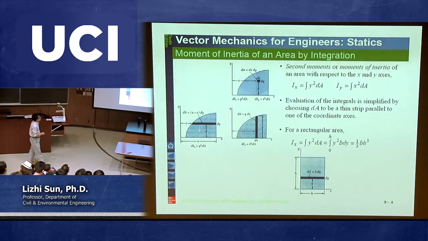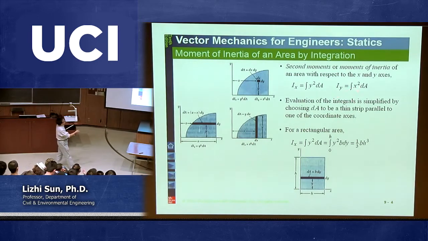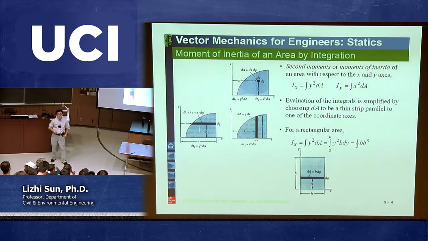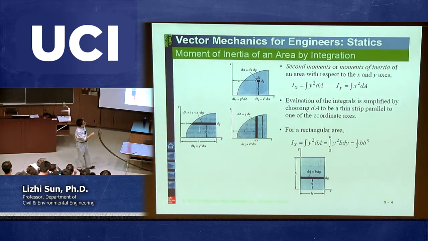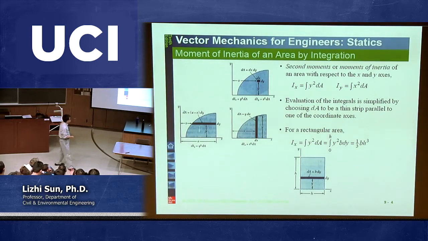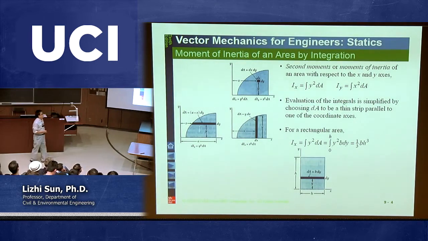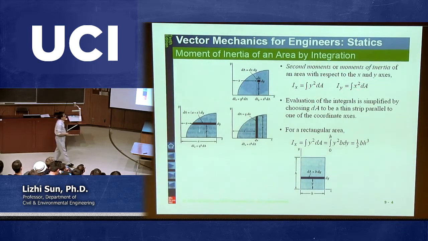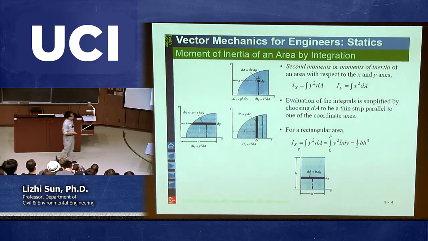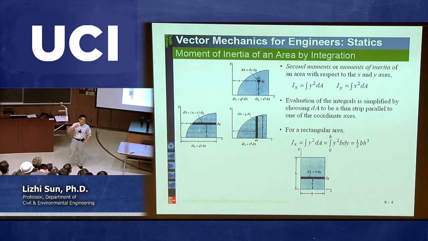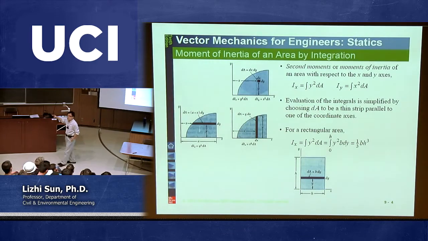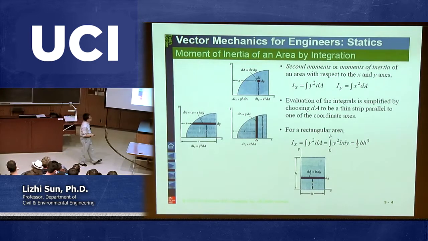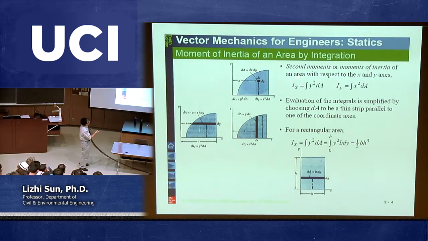Then, of course, correspondingly, if you talk about the integration of x squared times dA, that is also called the moment of inertia with respect to the y-axis. So these two are the fundamental definitions of moments of inertia. Many times, you cannot integrate by these two integral forms. So instead, you just need to know the moment of inertia with respect to the axis going through the centroid. That is the special moment of inertia, typically we call Ix bar and Iy bar.